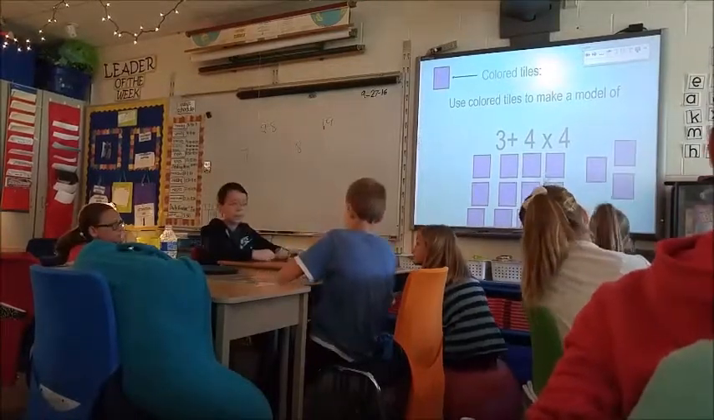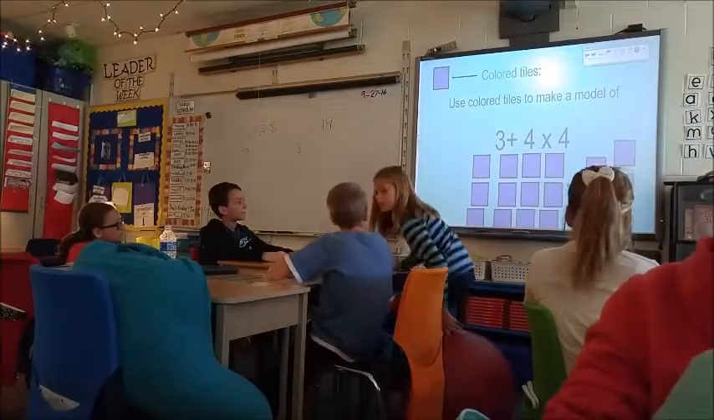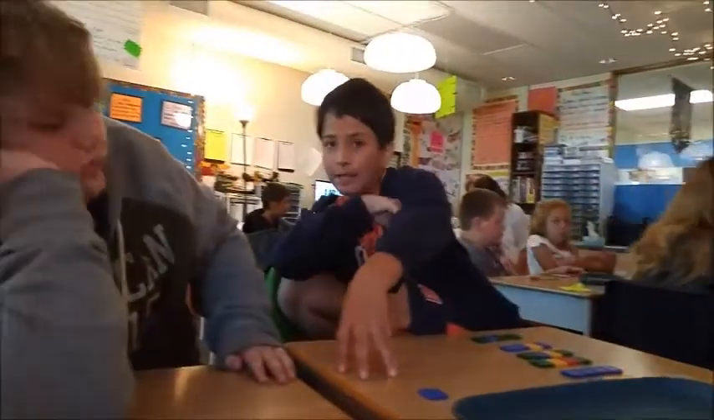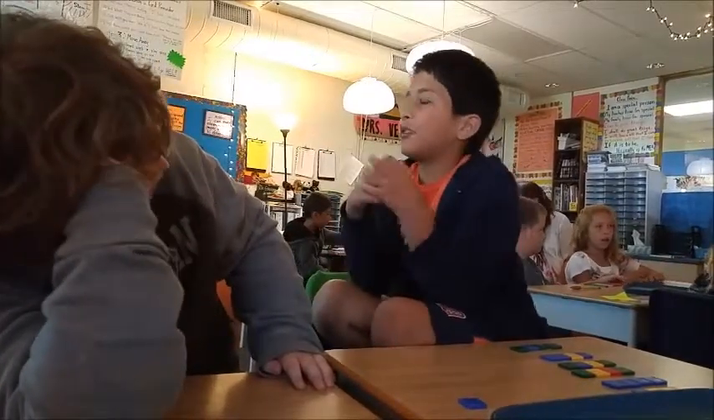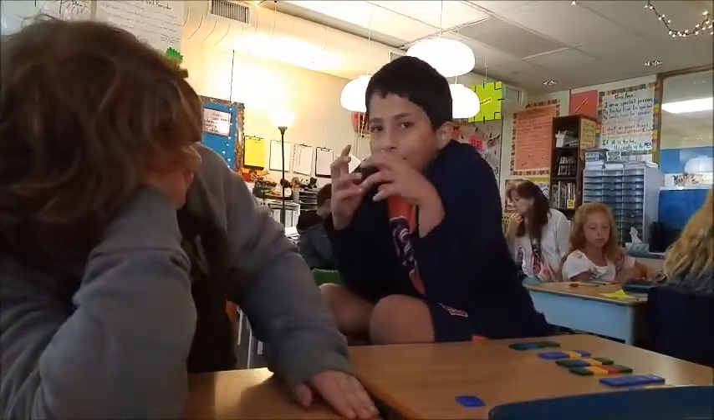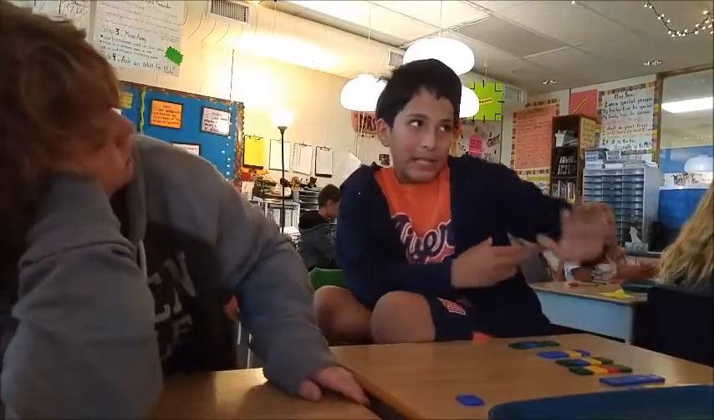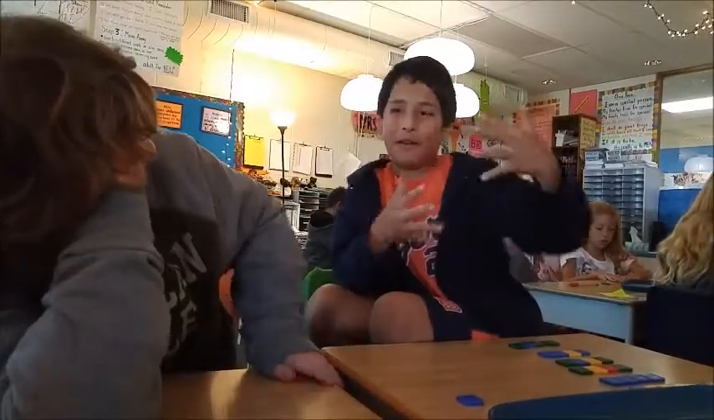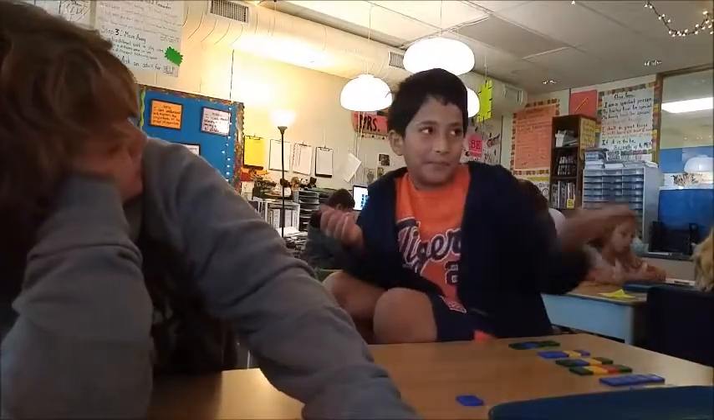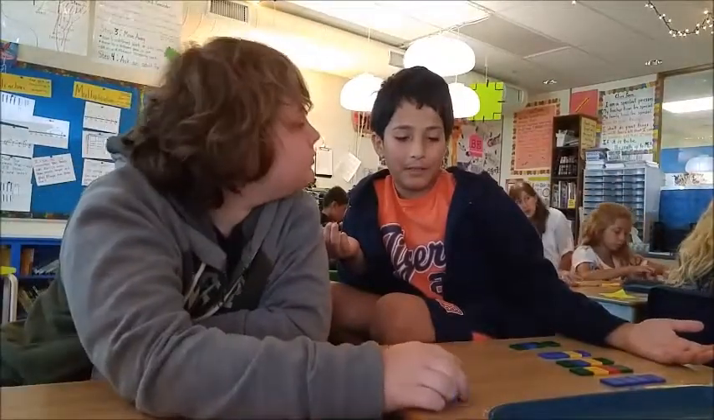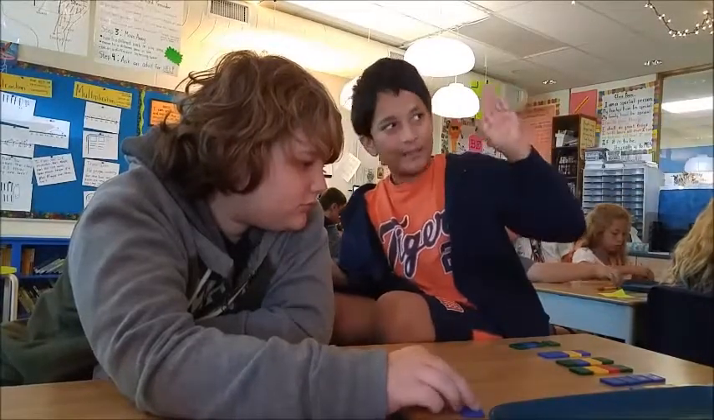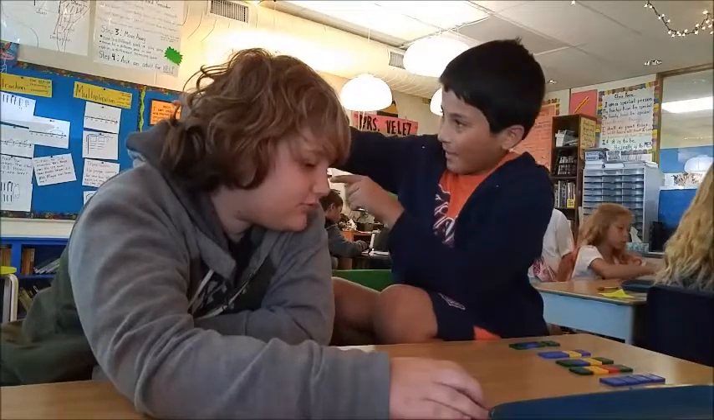All right, I want you to turn and talk with your partner if you agree or disagree with what Madison and her partner did. I disagree. Because it's 3 plus 4 and then times 4. So I don't think it's right. Because 3 plus 4 is 7, and 7 times 4 is 28. And so if it's 4 times 4, then it would equal 16, and plus the 3 will equal the 19, but it's supposed to be 3 plus 4. If you look back over there, it's 2 times 3 plus 1. So that one makes sense.